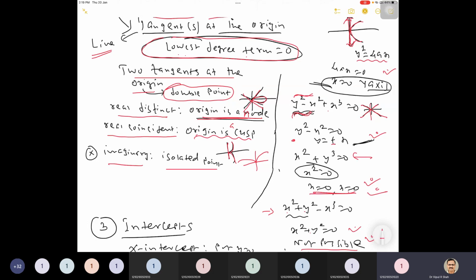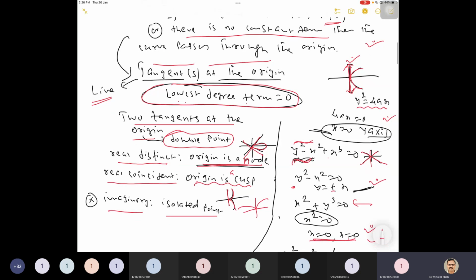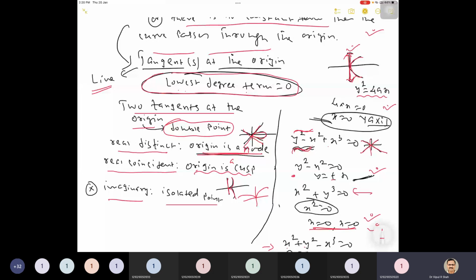Okay, so this is about the curve passing through the origin. If the curve passes through the origin, you need to find the tangent at the origin. For that, you need to take the lowest degree term equal to 0. Then, if there are two tangents, the origin is called a double point. If the tangents are real and distinct, we call the origin a node. If the tangents are real and coincident, we call the origin a cusp. And if the tangents are imaginary, we call the origin an isolated point.